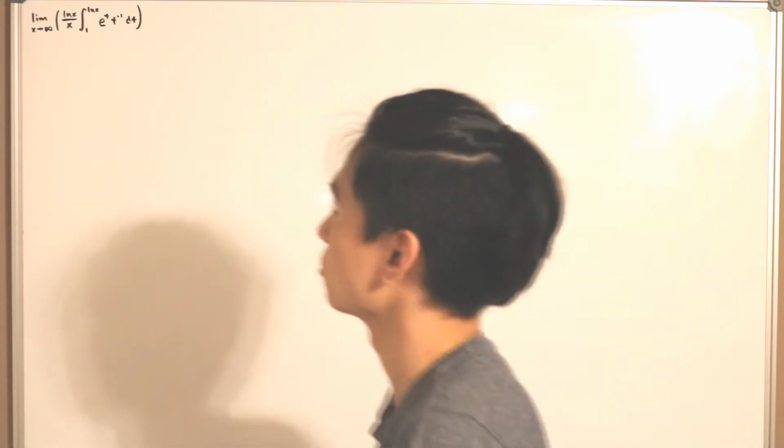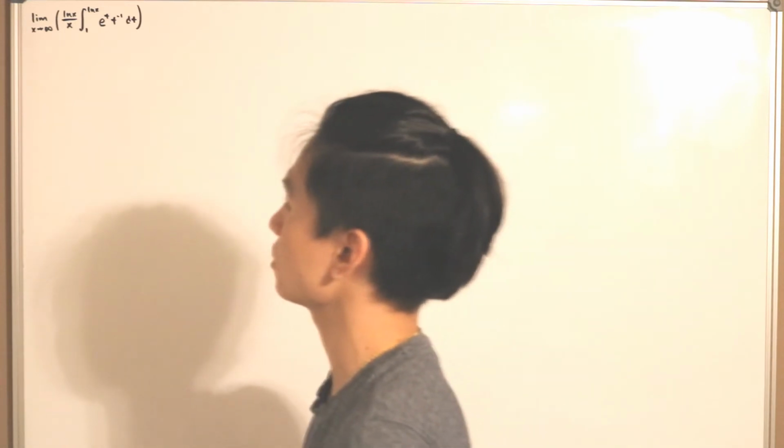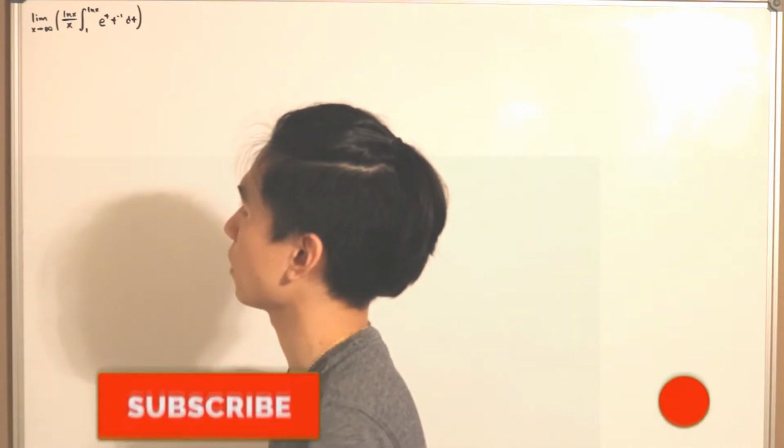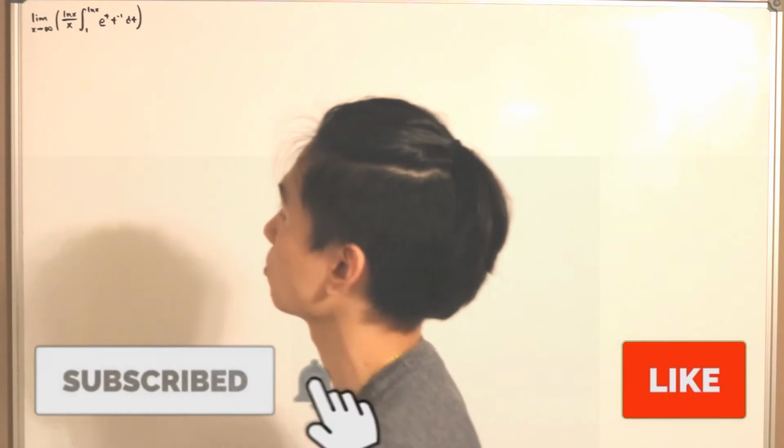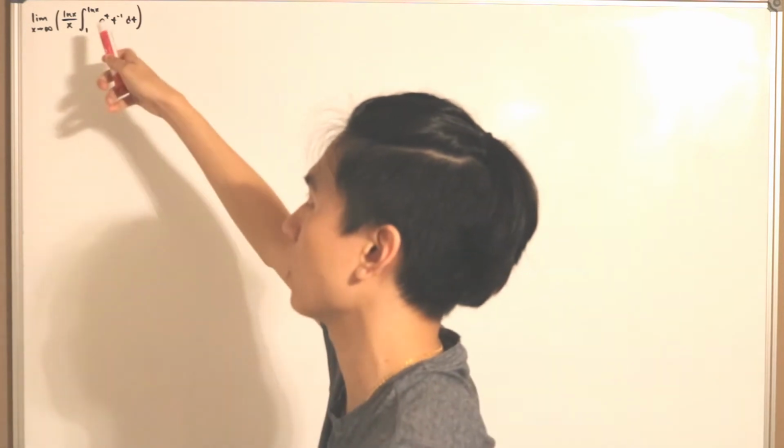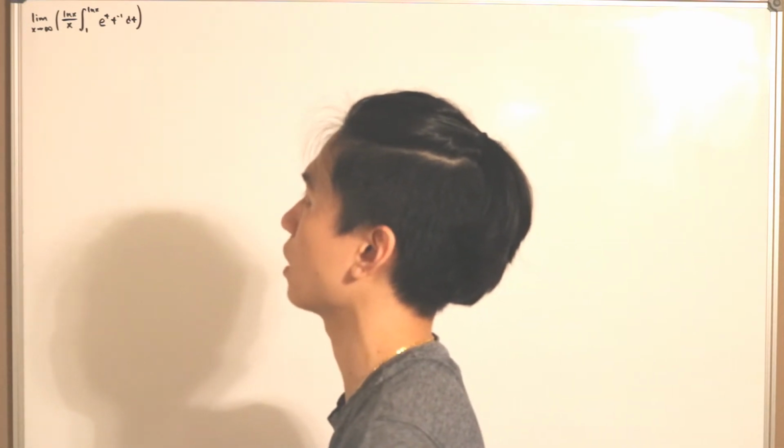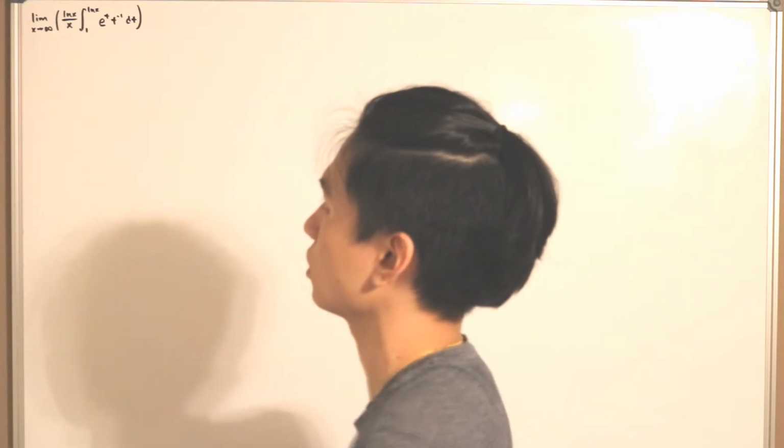So, okay, in today's video we have this limit. The limit as x approaches infinity of ln of x divided by x, multiplied by the integral from 1 to ln of x of e to the t multiplied by t to the negative 1 dt.